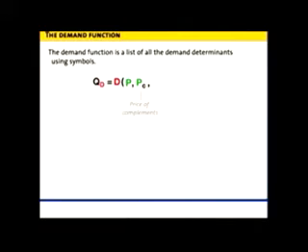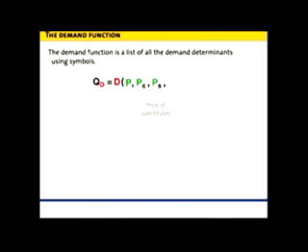The next factor is the price of substitute goods. Remember, the price of substitute goods moves in the same direction as the quantity of the good demanded. So, a higher price for substitutes, ceteris paribus, leads households to buy more of the good in question. A lower price of substitutes leads households to buy less of the good.